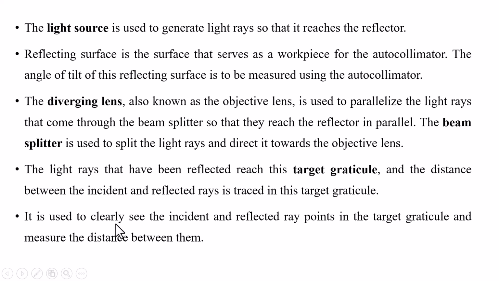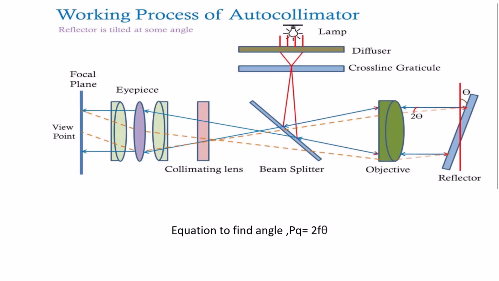It is used to clearly see the incident and reflected ray points in the target graticule and measure the distance between them. From that distance, we can find out the angle theta. That is, the distance is PQ. PQ is equal to 2 theta. From this equation, we can calculate the angle theta.